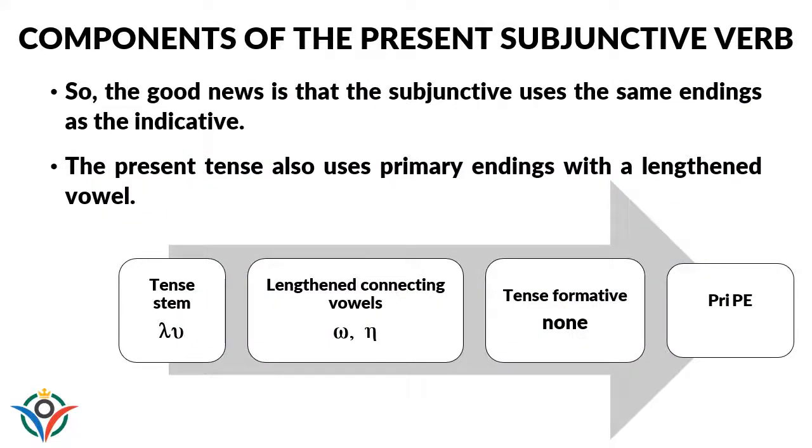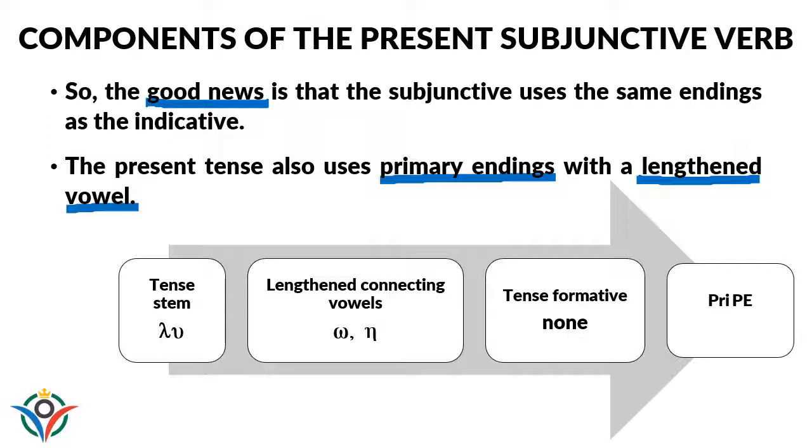Now that we have learned the characteristics of a subjunctive mood, let us take a look at the components of the present subjunctive verbs. I hope that this is good news: the subjunctive mood uses the same endings as the indicative. The present tense also uses primary endings with a lengthened vowel. So the components of the present subjunctive verb look like this.